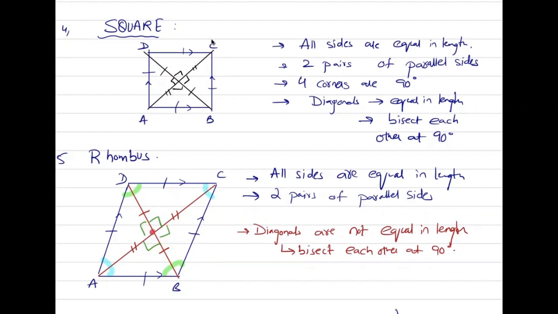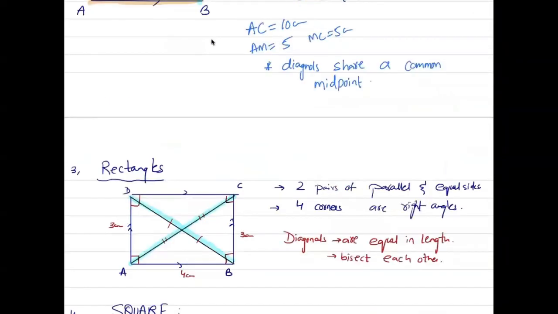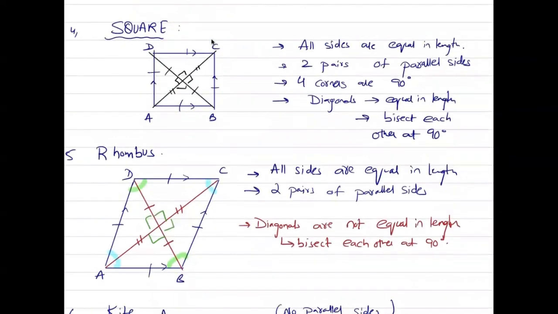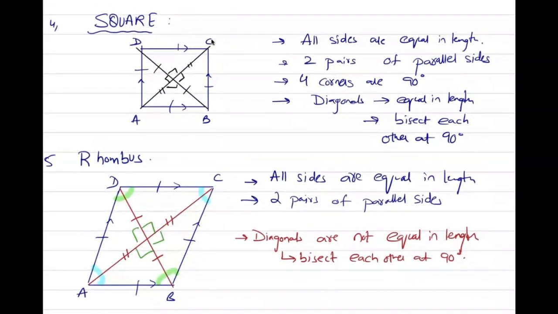Okay. So this point is again the midpoint. In a rhombus, the diagonals share a common midpoint. So isn't a rhombus and a parallelogram equal? No, there is a difference between a rhombus and a parallelogram. You see, in a parallelogram, all the sides are not the same. This is equal to this side and parallel. This is equal to this side and parallel. In a rhombus, all the sides are going to be of the same length. Okay. The opposite angles are equal in a rhombus as well.